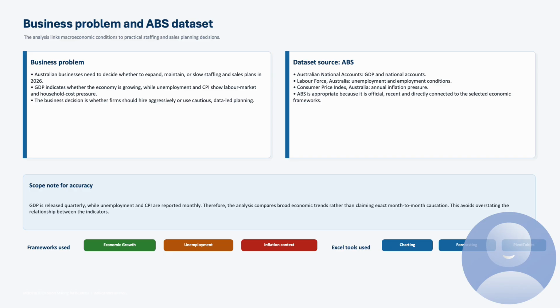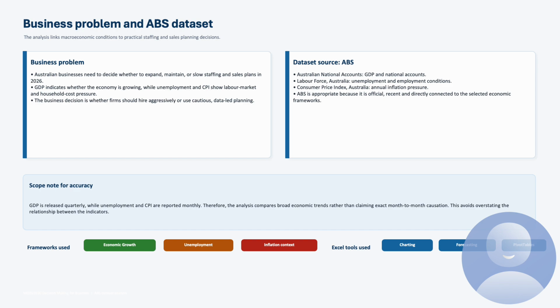This slide explains the business problem and the data set. Australian businesses need to make staffing and sales planning decisions in 2026. These decisions are important because hiring too quickly can increase labor costs, while hiring too slowly can limit business growth. The data set comes from the Australian Bureau of Statistics.